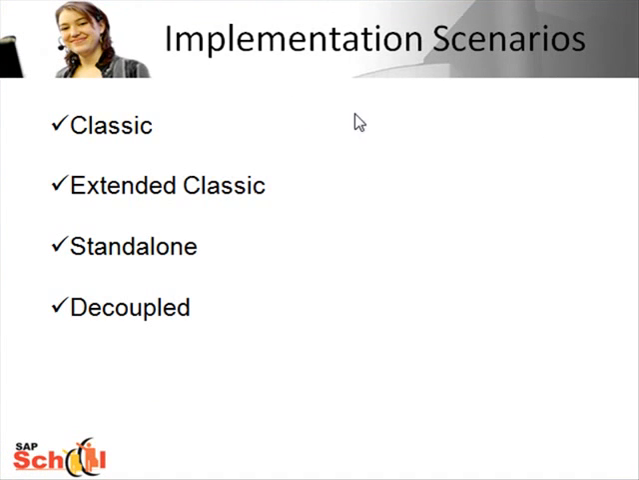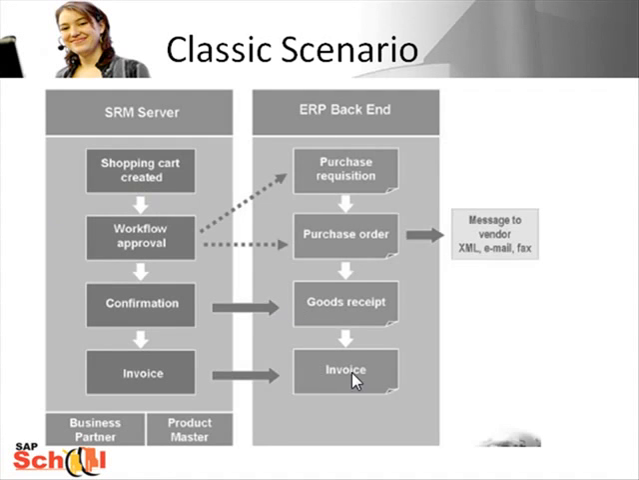Now we take a quick look at certain implementation scenarios which drive how the SRM server interacts with the other core systems like the ERP system. So the first one is the classic scenario. You implement the SRM server and one or more ERP systems. All the shopping carts refer to material management processes in your ERP backend, and your ERP system in this scenario is the leading system. Goods receipts and invoices can be entered in the SRM server or in the ERP backend system.